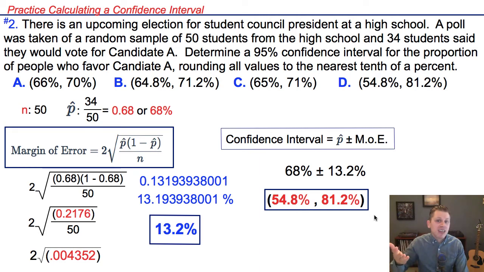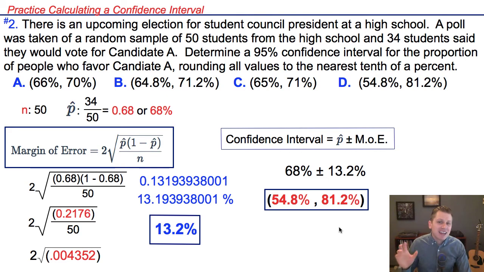So maybe we did this again and that response was 55% of students favor candidate A. Maybe we did this survey again and we found that 60% of students determined that they would prefer candidate A. We just know that that number is somewhere between here. You may be asking yourself, well, that's a really large range. That's not very accurate to know that it's between 54.8% and 81.2%.